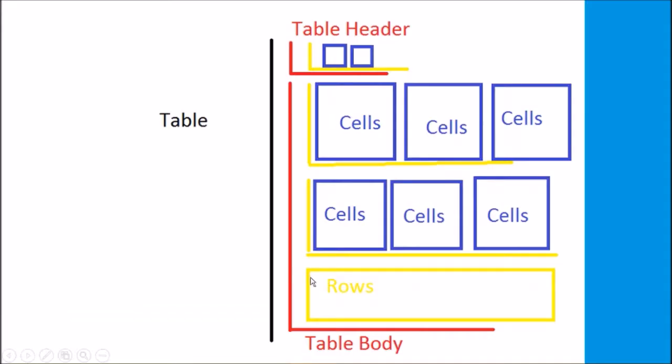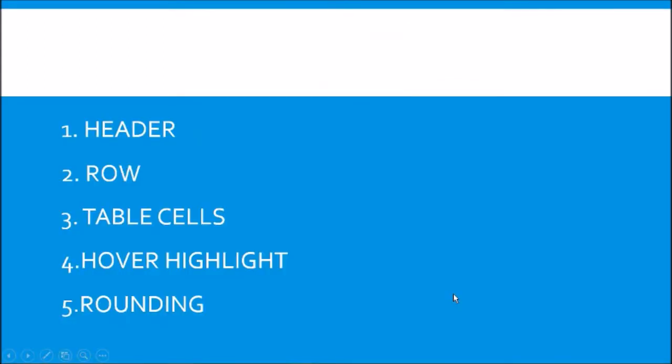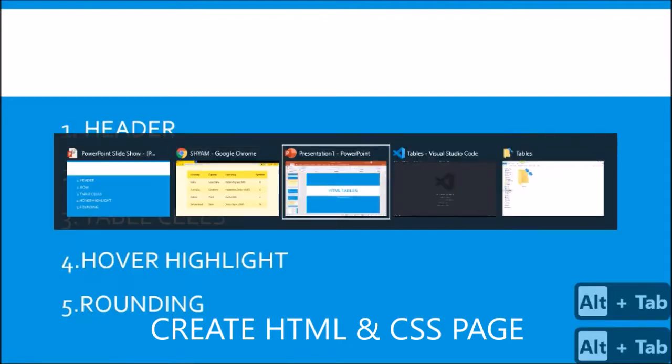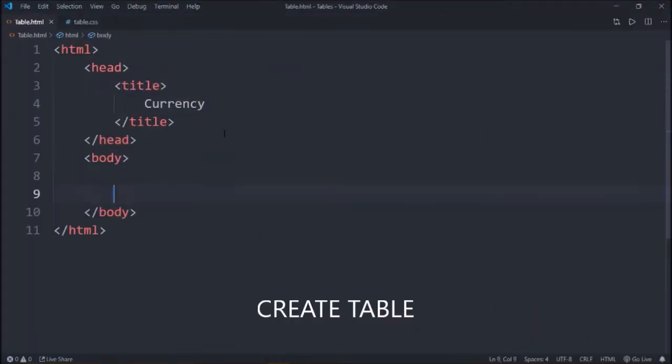And let's visualize how it works. So we have the table, within that we have the header and the body, then we have the rows, and within that we have our cells. Let's go make our HTML and our CSS page.